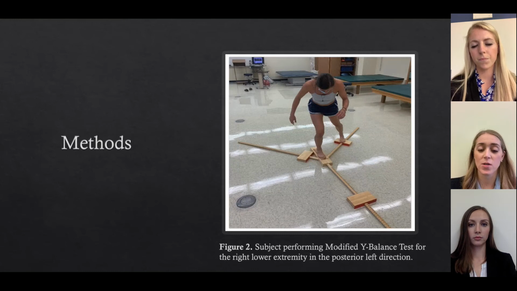Next, participants were sent to a separate part of the room to complete the modified Y balance test. Participants began on their right lower extremity and were allowed 1 practice trial in each of the 3 directions: anterior, posterior right, and posterior left. They were then assessed for 3 assessment trials before switching to their left lower extremity. They were again allowed 1 practice trial followed by 3 subsequent assessment trials. Participants were given a 30-second break between trials, and the average was calculated of the 3 trials in each direction.